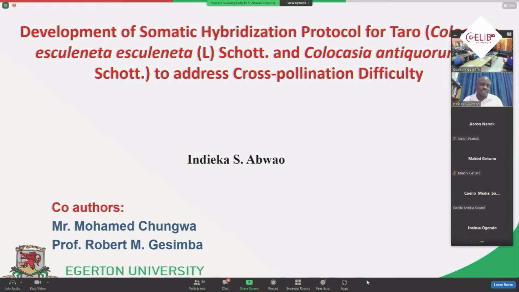I'll start by saying that this talk is about a technique that has been there for quite a long time. However, it has not really been taken advantage of, especially when it comes to indigenous crop species, especially the root crops regarded as neglected. So we are trying to put together a protocol for what we call somatic hybridization. Basically, in simple English, it means taking two plant cells and putting them together.